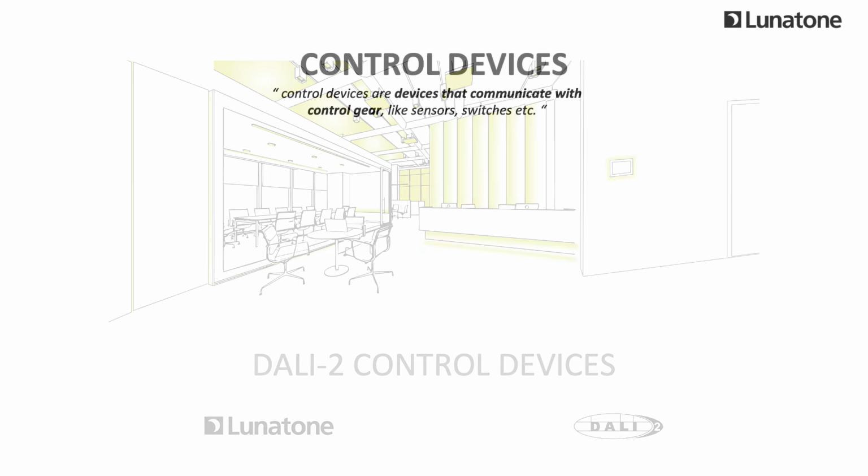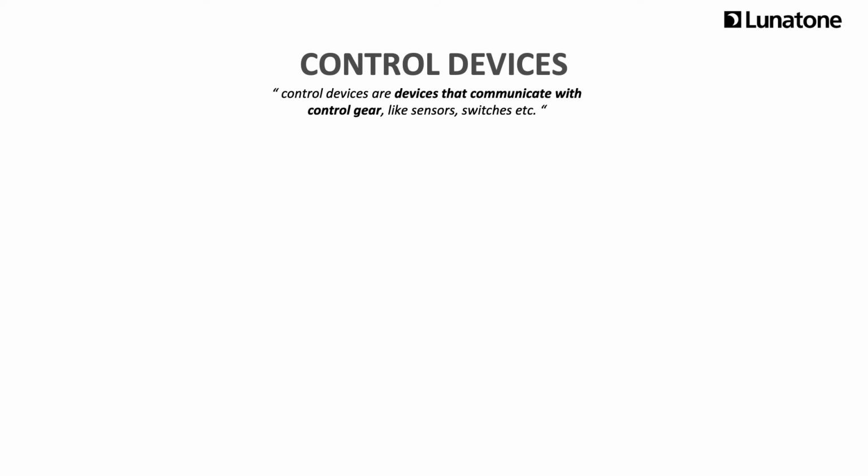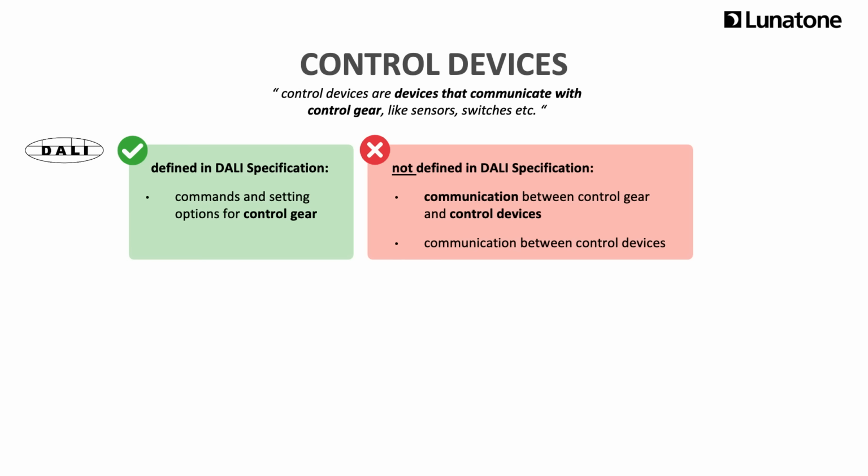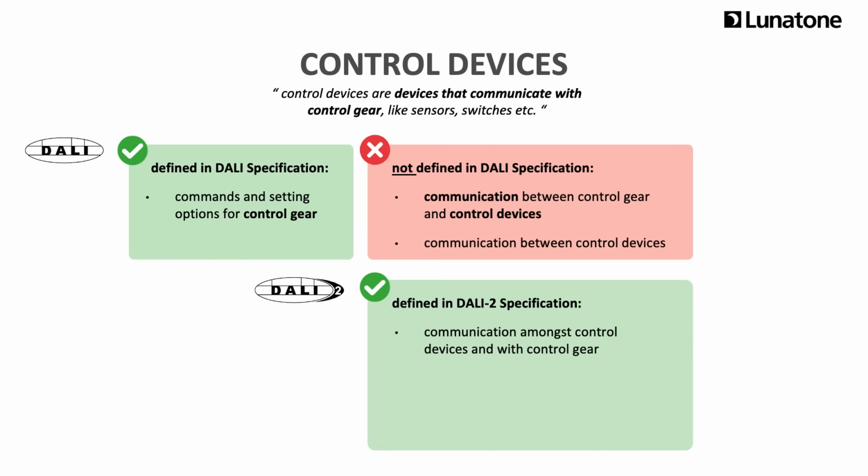Roughly speaking, control devices are devices that communicate with control gear, like sensors, switches, etc. The original DALI standard specified commands and setting options for control gear. However, the communication between control gear and control devices, and the communication amongst control devices, was not specified. Now, with the DALI-2 standard, the control devices have been specified in more detail.